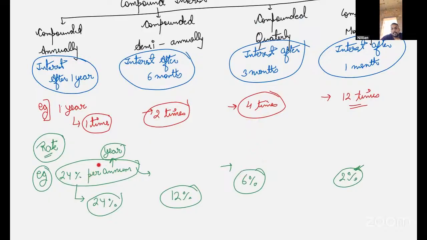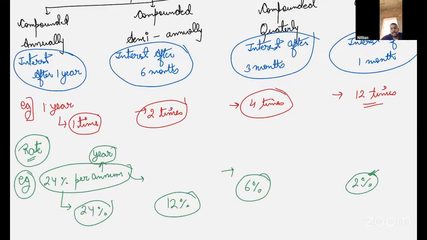Got it, everyone? Agatha, David, Miraculous, Christiana. Yes, Agatha. So we write it as 12% per annum, right? No, 12% per semi-annual. Semi-annually, you have to write 12% per semi-annual, 6% per quarter, 2% per month. Like this it will be.